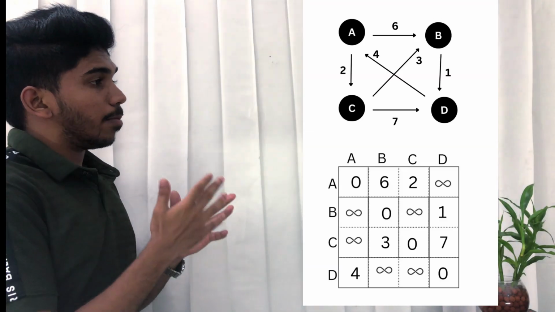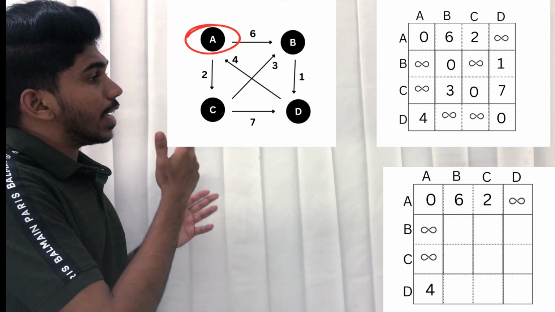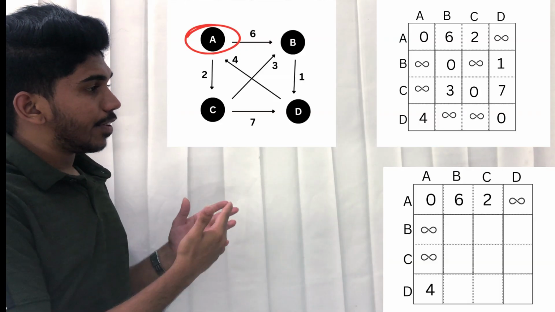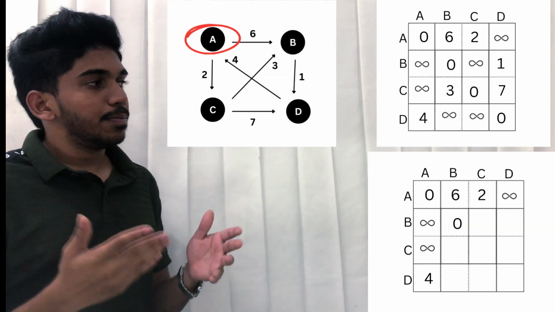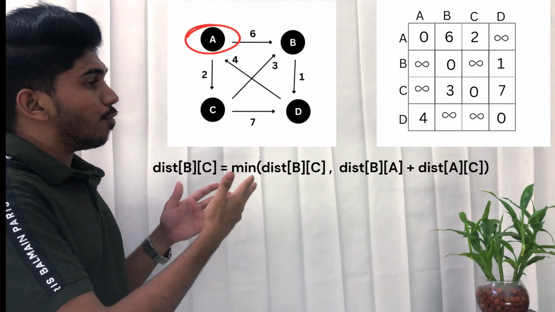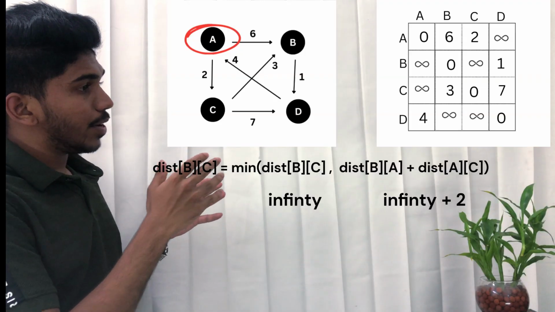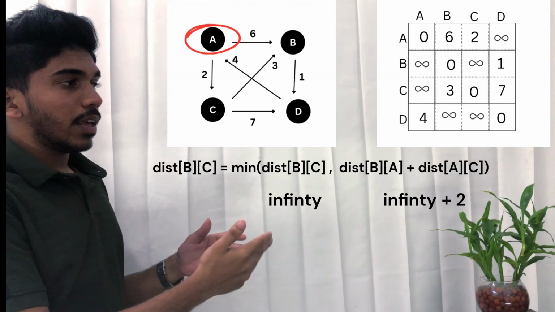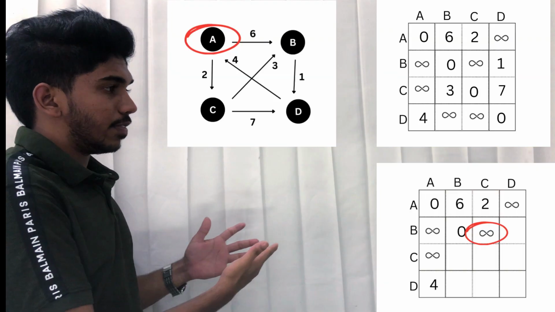Now, we start updating using intermediate vertices. First, we take A as k. When we take A, its column and row don't change. So, we update our new matrix like this. Next, the distance from B to B is 0. Next, we use the previously mentioned formula to get the distance from B to C. B to C distance is infinity and B to A plus A to C is infinity plus 2, which means infinity. So the smallest one is also infinity.